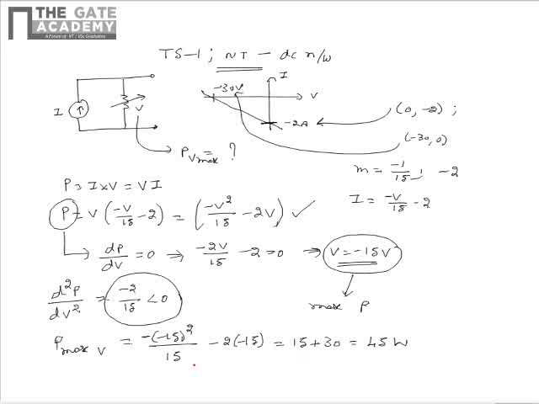The Pmax can be written as minus of (-15) whole square divided by 15 minus 2 multiplied by -15, which upon simplification becomes -15 plus 30, that is equal to 15 watts. From this we see that the maximum power dissipated in the variable resistor can be written as 15 watts. So the correct option is C.